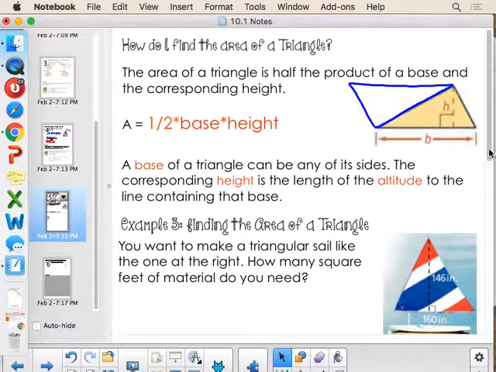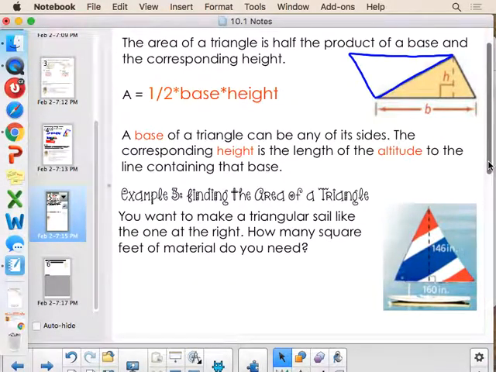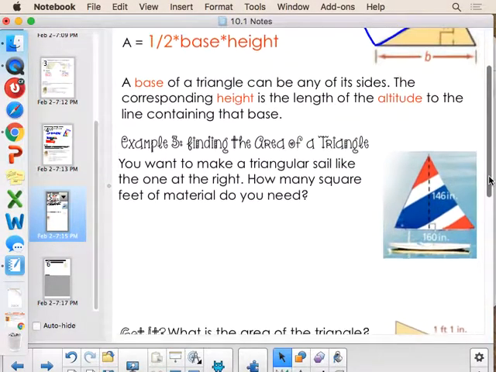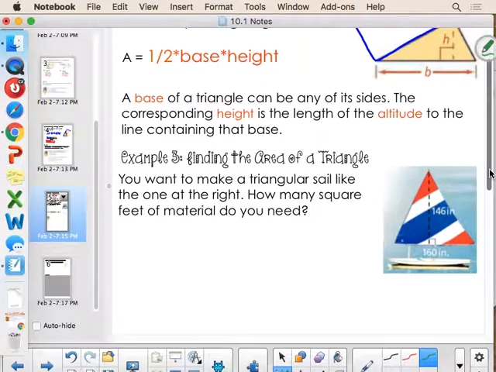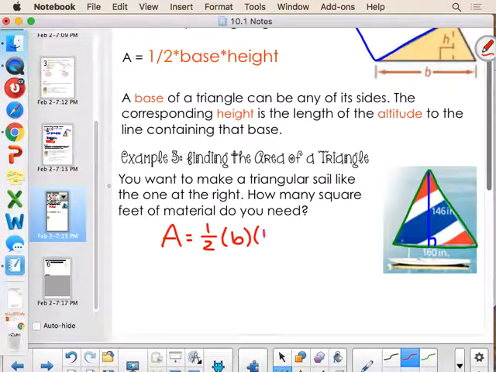Do you remember learning that? All right, well then let's practice it with my real world problem here. You'll want to make a triangular sail like the one at the right. How many square feet of material do you need? So some things that I'm looking for when solving a problem such as this. I'm looking for the altitude, which means I'm looking for a segment that has a right angle, because the altitude is going to be my height. Okay? All right, so area equals 1/2 base times height.